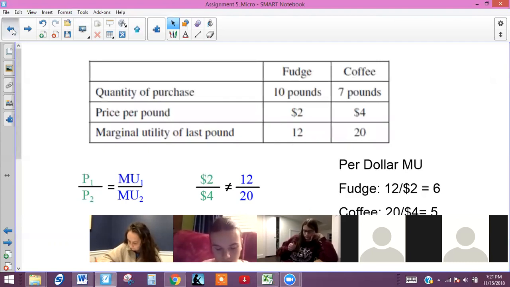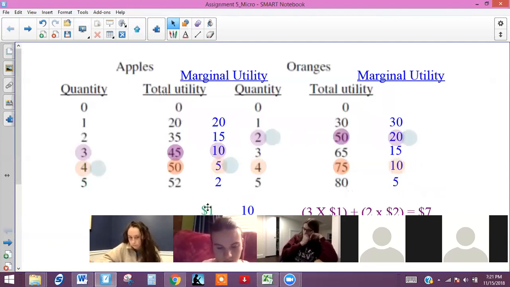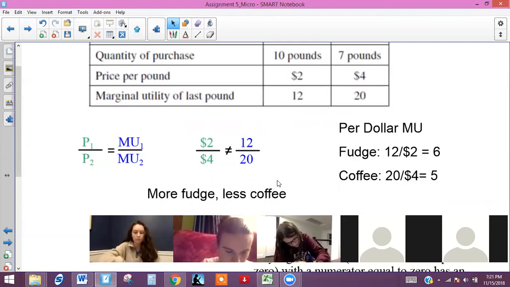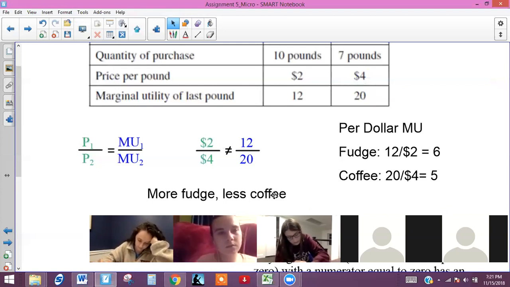If you look back over on this table right here, you can see at the lower quantities you have a higher marginal utility, and as you buy more and more, your marginal utility goes down. So if you buy less, this number right here, the 20, actually goes up, which is why she needs to buy more fudge and less coffee. Does everybody understand how I got that? How I'm thinking about that? Okay, great.